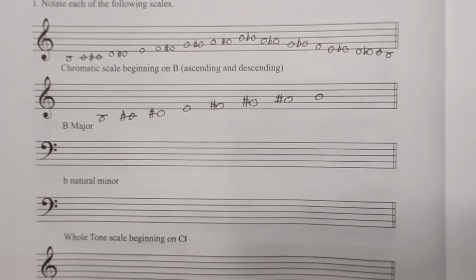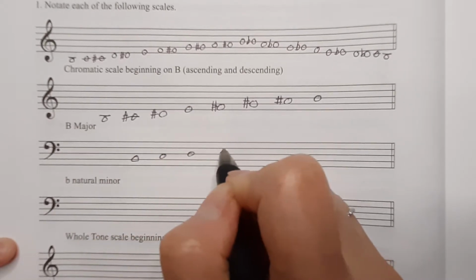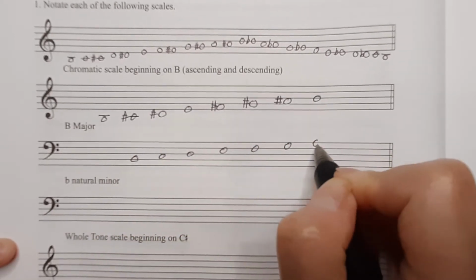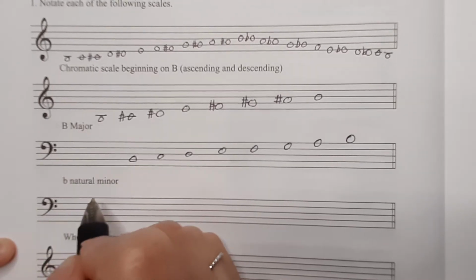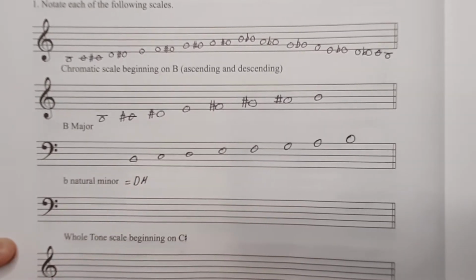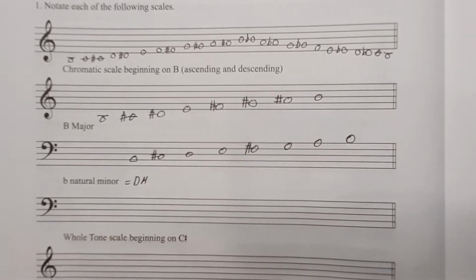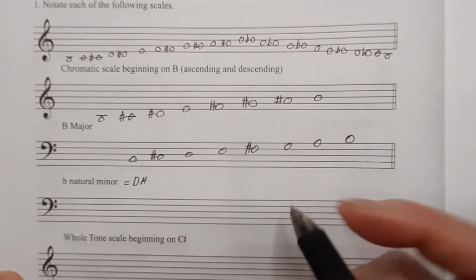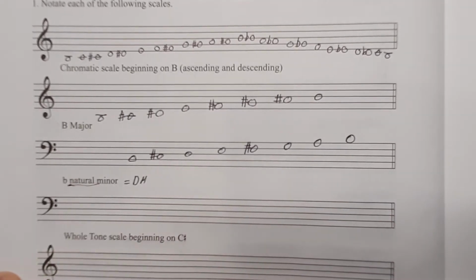Okay. Let's do B natural minor. Okay. Draw the notes from B to B. B, C, D, E, F, G, A, B. Okay. Now what's the relative of B natural minor? It's 3 half steps higher, which is D major, right? What do you have in the key of D major? F sharp, then C sharp. That's it. And you don't have to raise the 7th or 6th because this is natural minor.